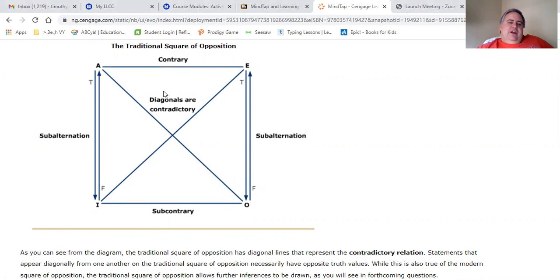And the first few parts, 4.1, 4.2, 4.3, are basically trying to test you on some very basic concepts: the concepts of contraries, subcontraries, contradictions, and subalternations. Now, an A statement is like all A are B, and an E statement is no A are B.